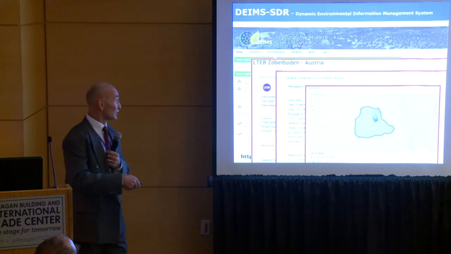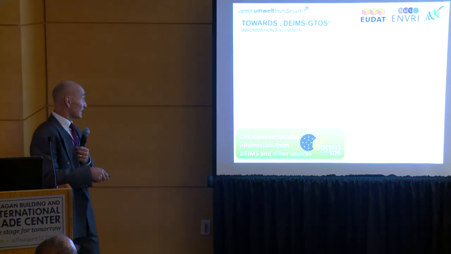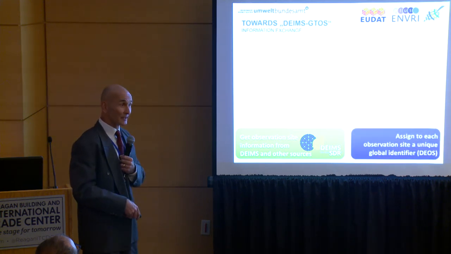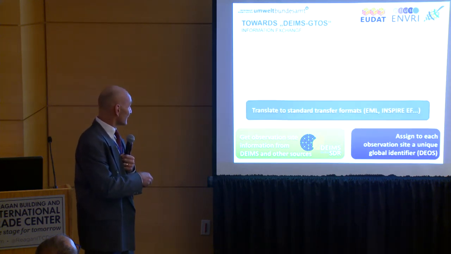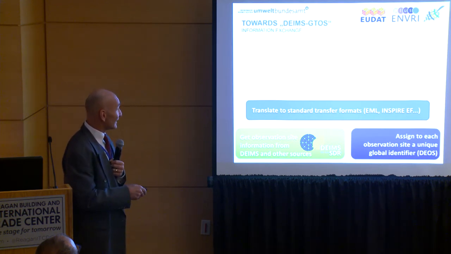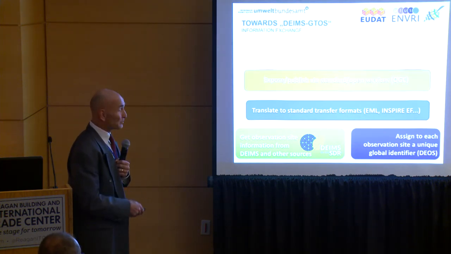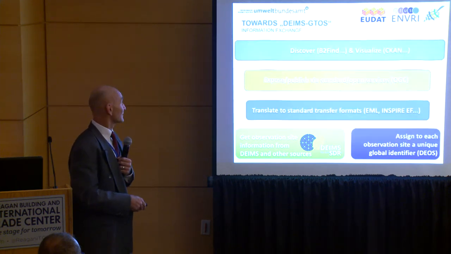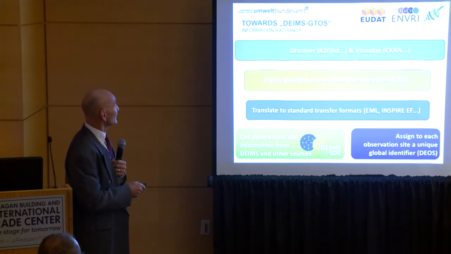Very importantly, we didn't stop at this stage, and we have a plan, we have a concept. In the future, use the DAMS and other sources about site metadata to assign them DOIs, unique identifiers for each site, to translate any kind of standard of metadata on the sites to standard formats like EML in the case of data, and INSPIRE environmental facilities for the actual sites, to expose and publish via standard services, OGC as a catchword, and to discover and visualize, for example, using B2FIND in a concrete collaboration project in ENVRI.